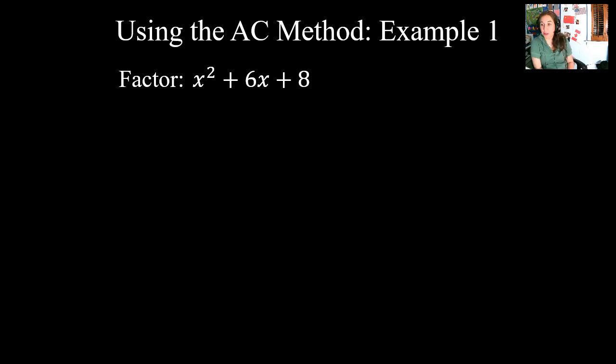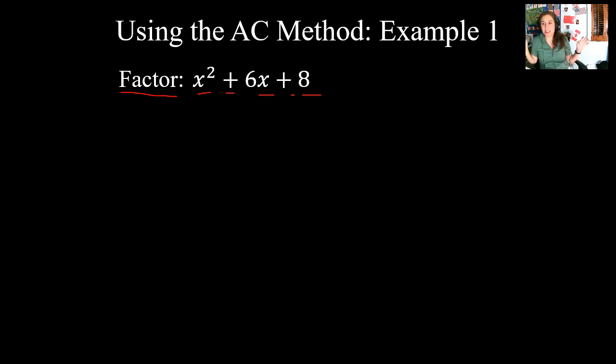Okay, so now let's look at an example of how we actually do this step by step, so it'll make a lot more sense when you actually see it done out and see the math. So this is our first example, okay? The directions would say something to the effect of factor or fully factor, and then it would give you a trinomial. So here we have factor x squared plus 6x plus 8.